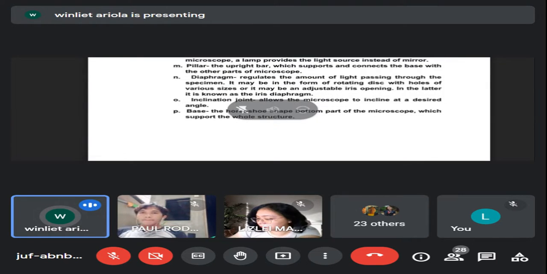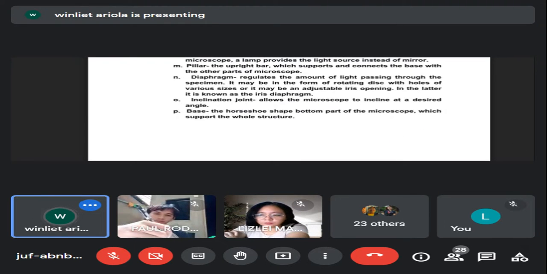Next, we have the diaphragm. It regulates the amount of light passing through the specimen. It may be in a form of rotating disc with holes of various sizes, or it may be an adjustable iris opening. So ito yun para ma-adjust ninyo yung light na papasok or will pass through the specimen.